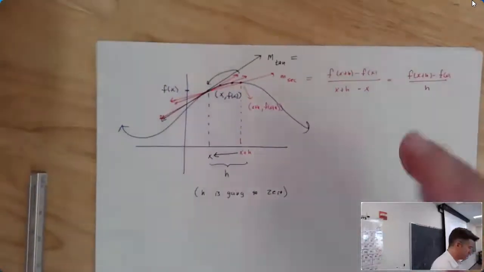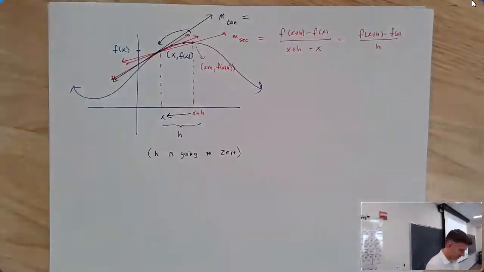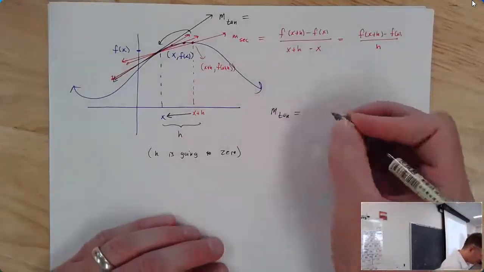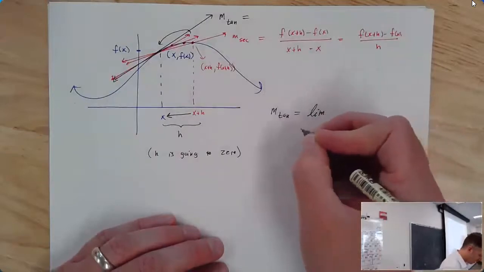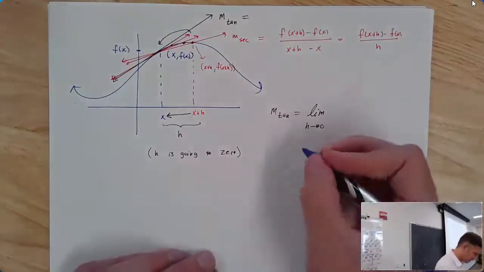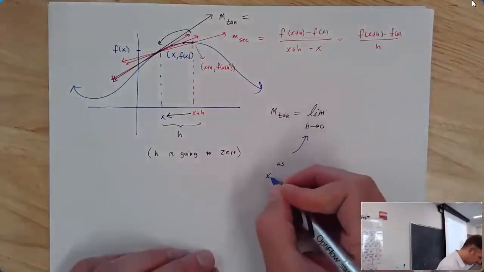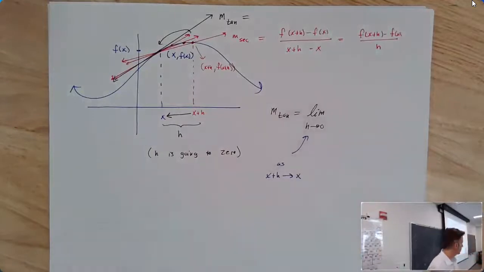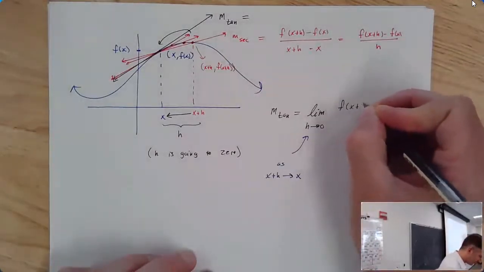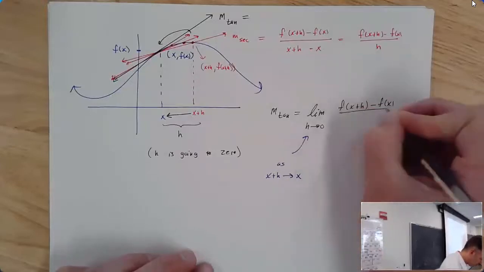So to find the slope of the tangent line, we take the limit as h approaches 0. Or if you prefer to think of it as x plus h gets closer to x. Same thing, right? If x plus h is getting closer and closer to x, that means the difference between them, which is h, is getting smaller and smaller and smaller. Of the same expression, f of x plus h minus f of x all over h.